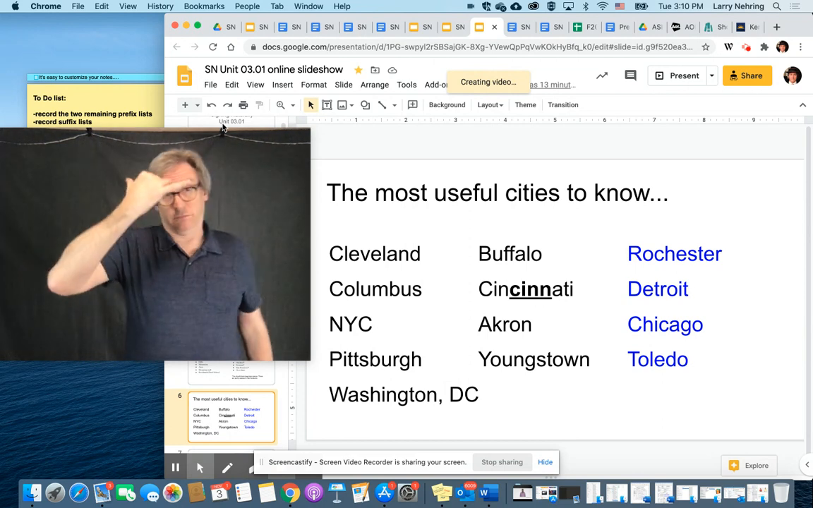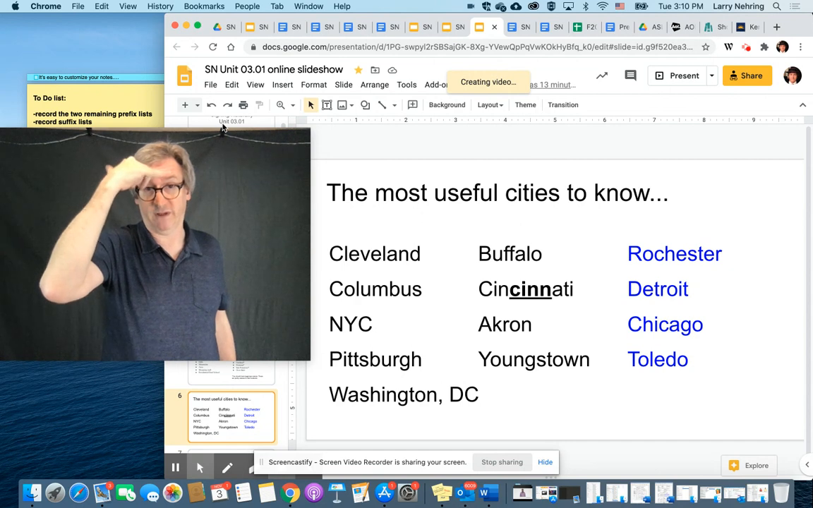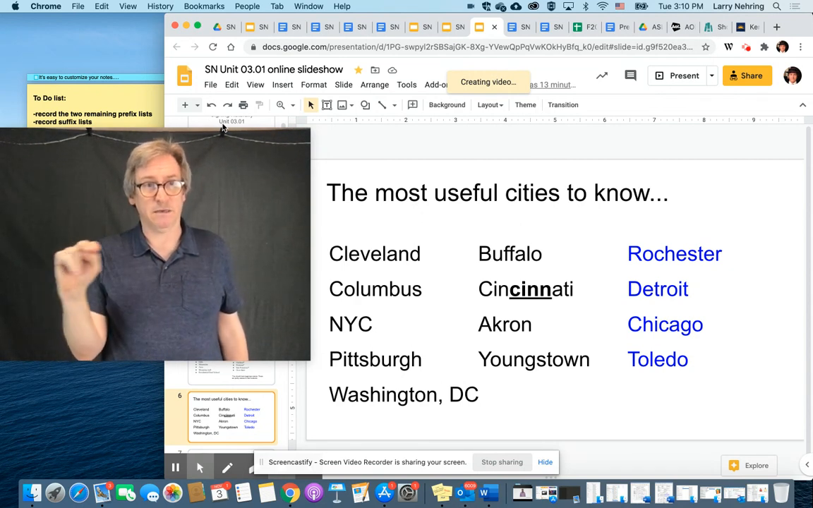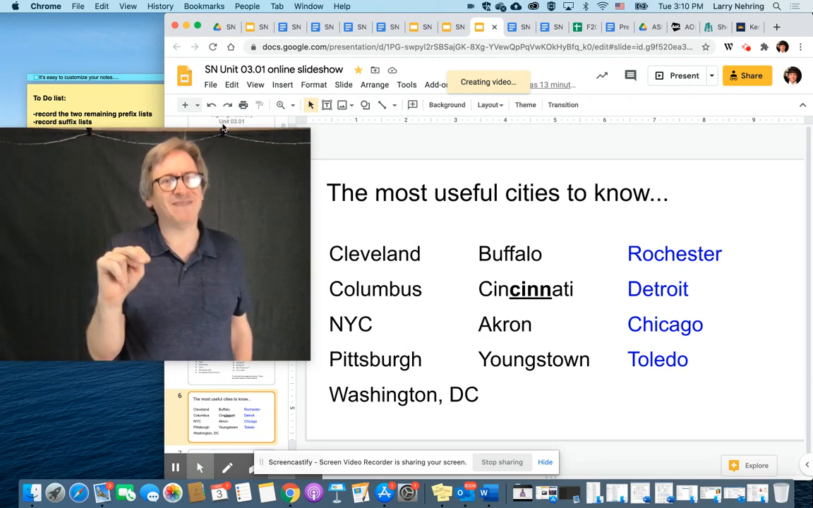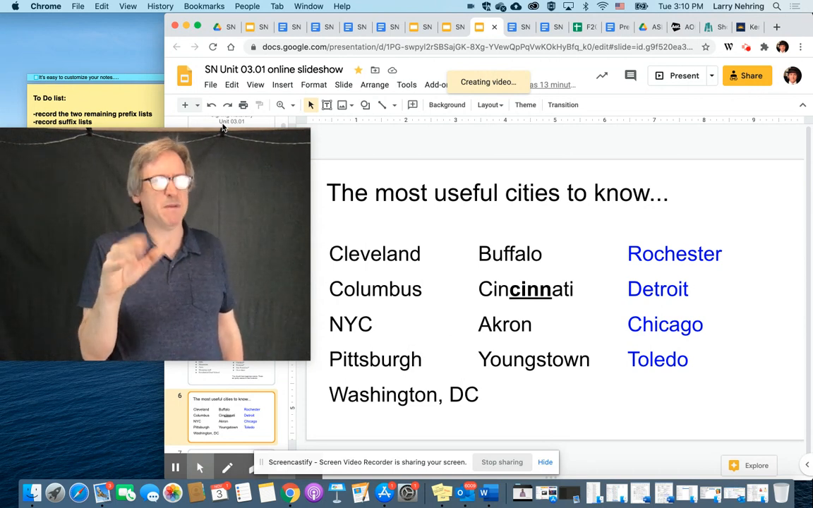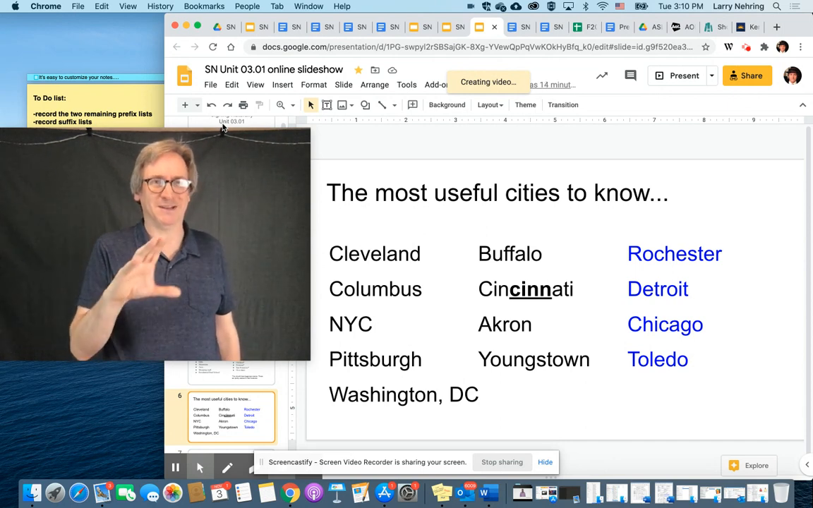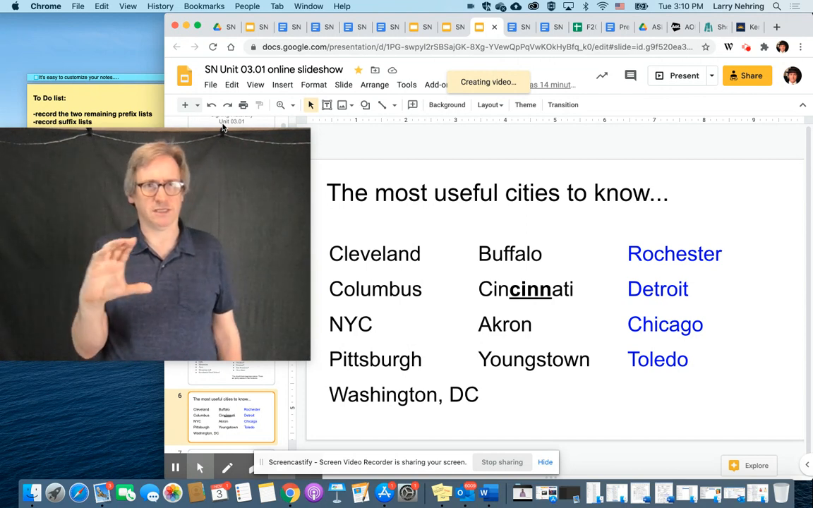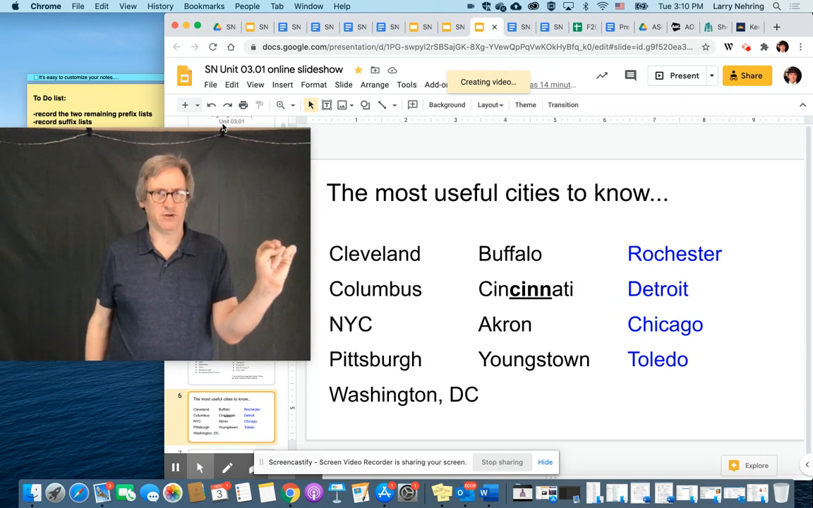Buffalo. Here are the horns of the buffalo, and you wave it. Buffalo. Cincinnati, C-I-N-N, Sin City, not really. Cincinnati. I've seen some people fingerspell Cincy, but most of the time I just see Sin. C-I-N-N. C-I, and then drag the N's across. Sin. So CI, and then it drags to the outside.